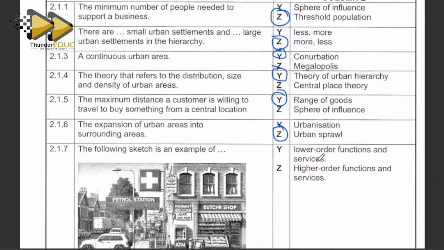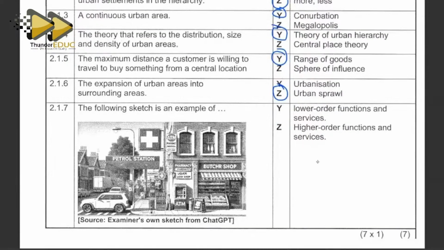The following sketch is an example of, we are seeing here, there's a petrol station, there's an ATM, there's a farmers, there's a liquor shop, there's a butchery. All these commodities, we need them almost on a daily basis. They are lower order functions and services.